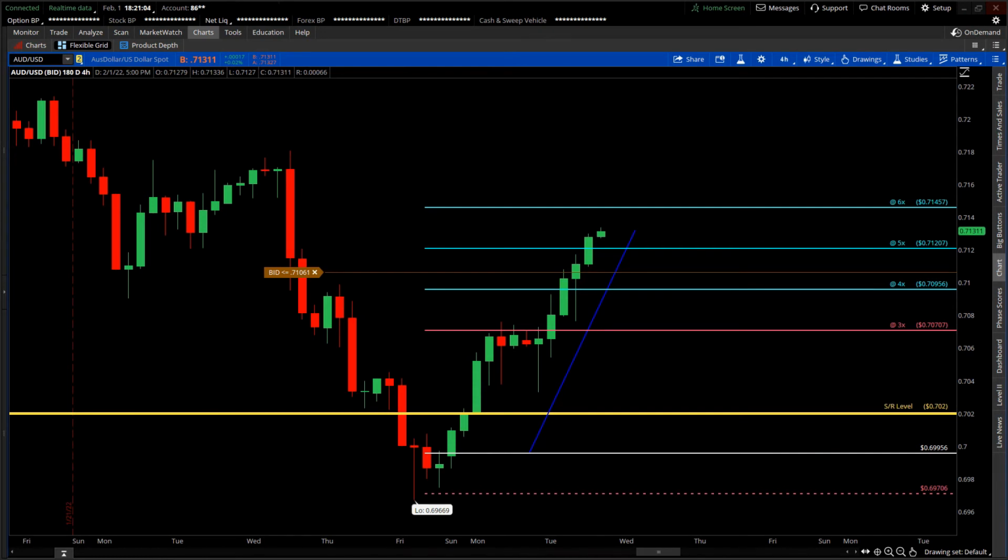Today is Tuesday, February 1st, and it's 6:21 p.m. And this is a 4-hour chart and a status check on the Australian dollar, US dollar spot trade.